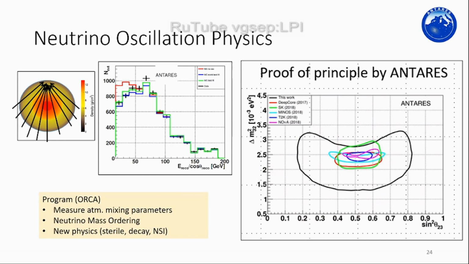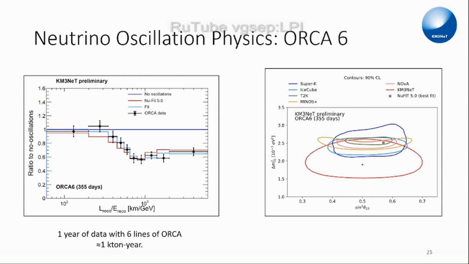So the program in ORCA is quite extensive. We want to measure atmospheric mixing parameters. We want to measure, in particular, neutrino mass ordering. And we want to look at new physics, sterile neutrinos, decays, non-standard interactions. So this analysis, the oscillation parameters, we've done with the small ORCA detector. So it's basically 6 lines and 1 year of data. So it's about 1 kiloton year, which is actually quite small. You see the result here.